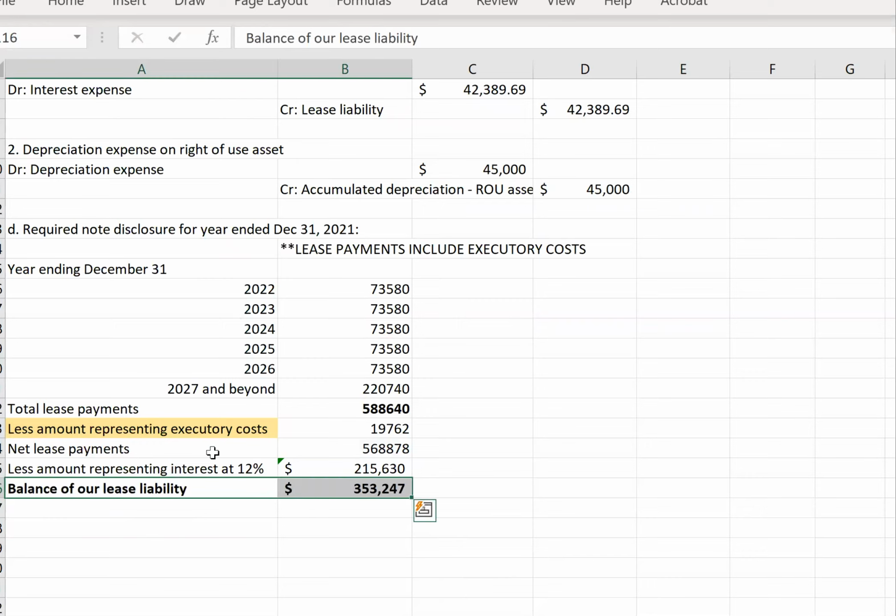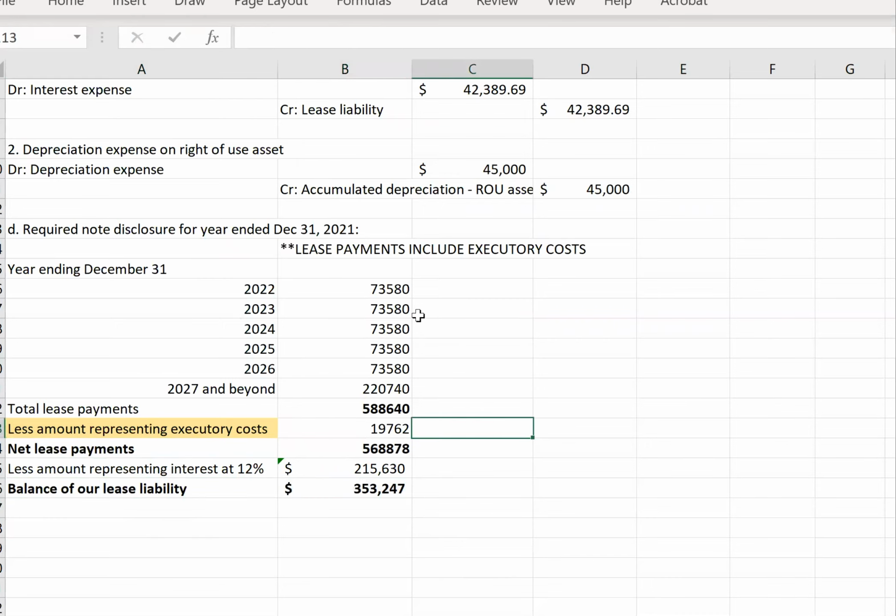So let's talk about what happened here. Okay, so year-end disclosure. What we have to disclose is what we've committed to in the future. So this note disclosure is for December 31st, 2021. We would have already made our 2021 lease payment because it was due on January 1st. So the next lease payment that we're capturing here is January 1st, 2022. So in our notes for both IFRS and ASPE, we're required to disclose our commitments. So here we've got the 2022 payment.